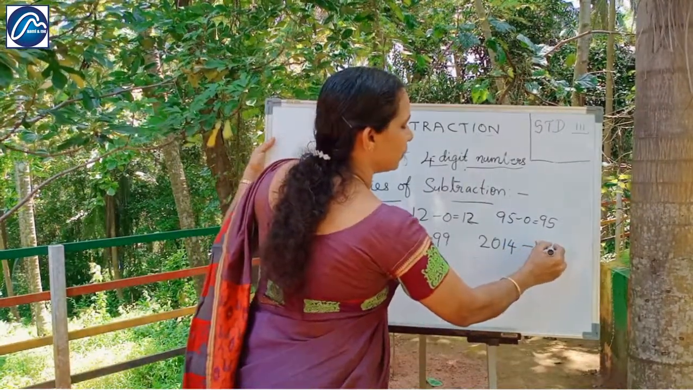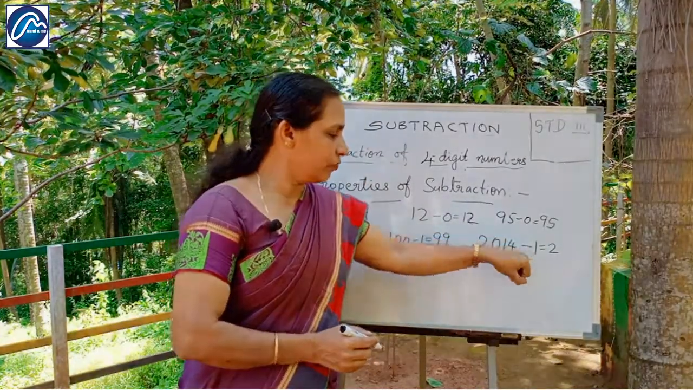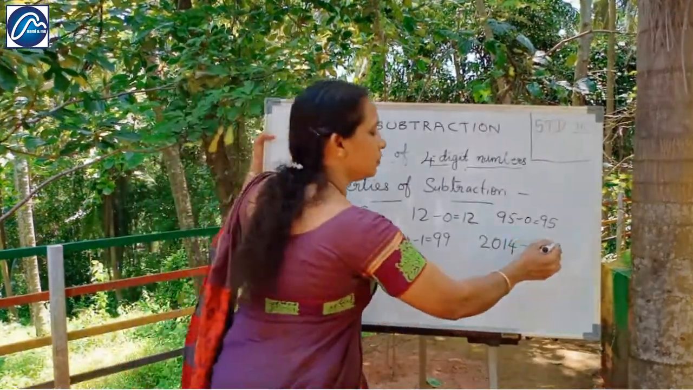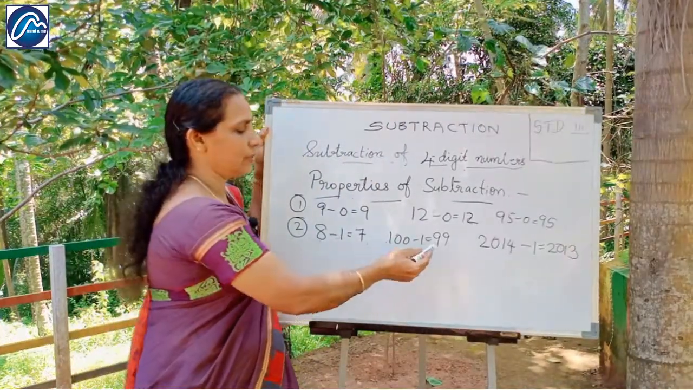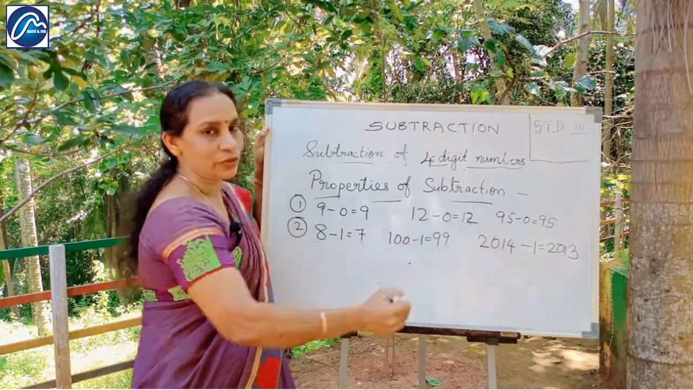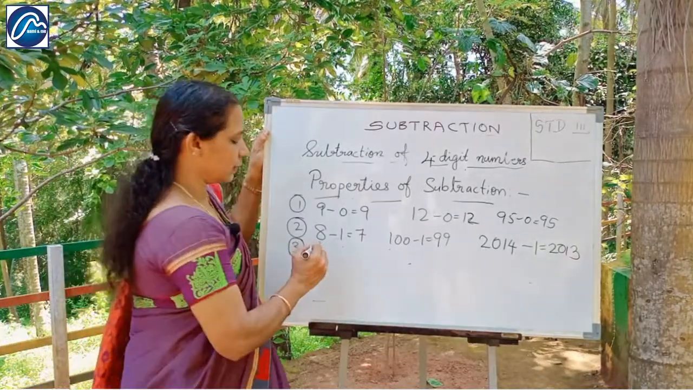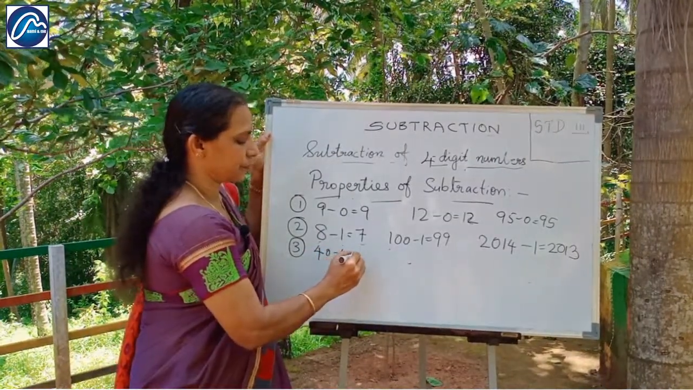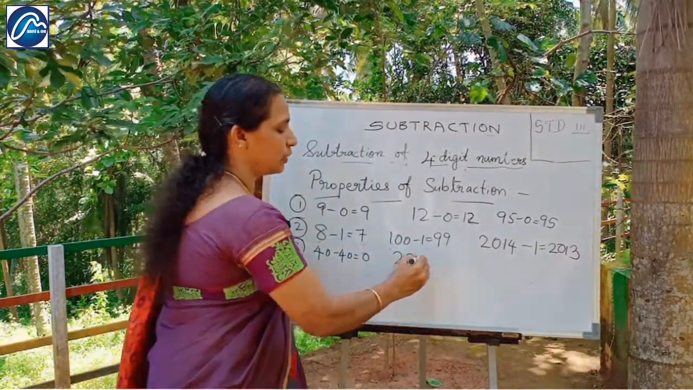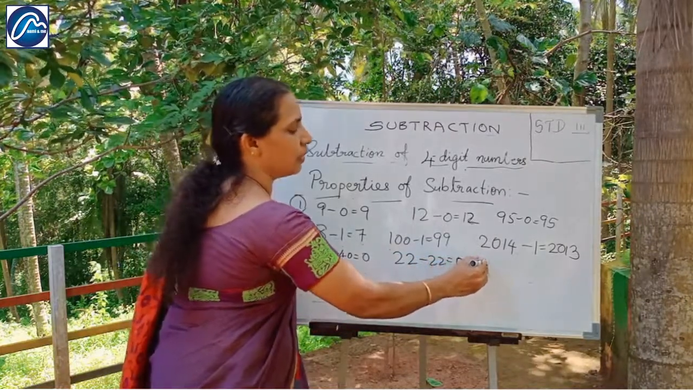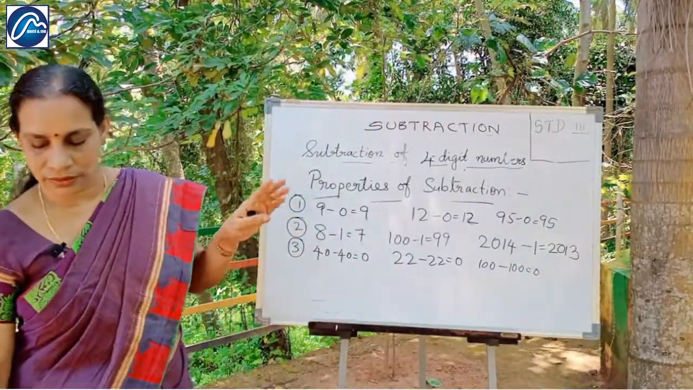2014 minus 1. Now we are subtracting 1 from 2014. 2013. Okay. So 8 minus 1, 7. 100 minus 1, 99. 2014 minus 1, 2013. Next one. When a number is subtracted from the same number, the answer is 0. 22 minus 22, 0. 100 minus 100, 0. Okay. So this is so simple.